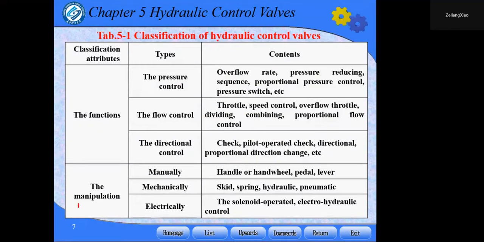If we divide them based on the manipulation, they can be divided into the following three parts: manual, mechanical, electric. Manual is driven by human beings, such as handle and lever. Mechanically, we can use hydraulic or pneumatic, and of course we can also use the spring. Electrically, such as the solenoid operated and the electric hydraulic control. This is the basic classification of hydraulic control valves.